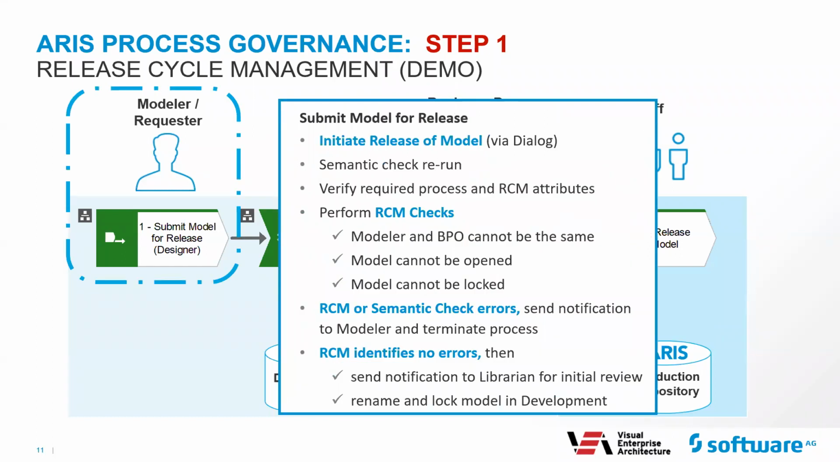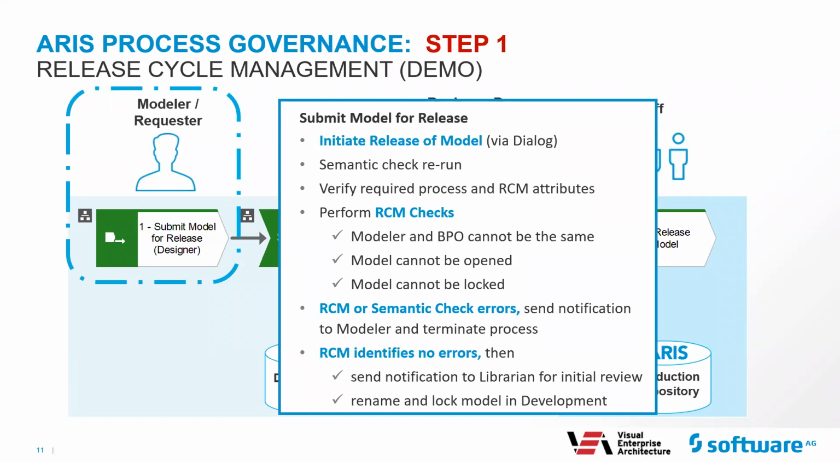All right, so the modeler, these are some of the key activities. The modeler requester would initiate the release of the model via dialogue. The RCM process reruns a semantic check to ensure that the model is semantically correct and meets the rules. It also verifies the required process and RCM attributes. And I'll walk through some examples of what those are in a minute.